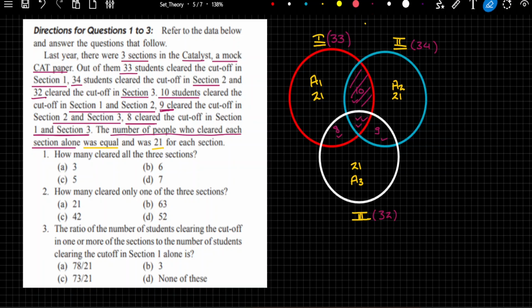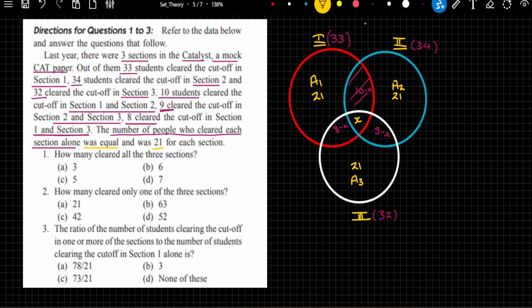Now before I do anything, let me remove unnecessary data. Now if I ask you, can you tell me the number of students who have cleared the cutoff in all three sections? You would say, sir, we don't know the number. So what I can do is assume the value of this area as x. If this value is x, can I say then this region, students who have only cleared cutoff in section 1 and 2, is going to be 10 minus x. Likewise, this region is going to be 8 minus x. And this is going to be 9 minus x.